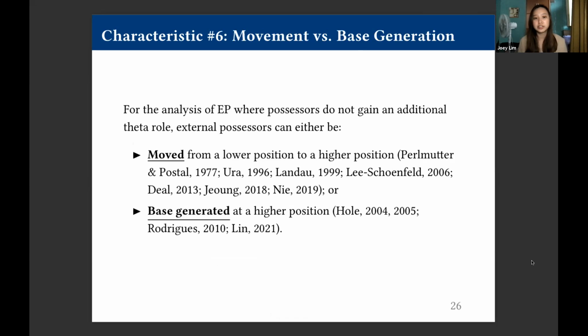Lastly, for the analysis of the external possession where possessors do not gain an additional theta role, external possessors can either be moved from a lower to a higher position, or it can just be base generated at the higher position.